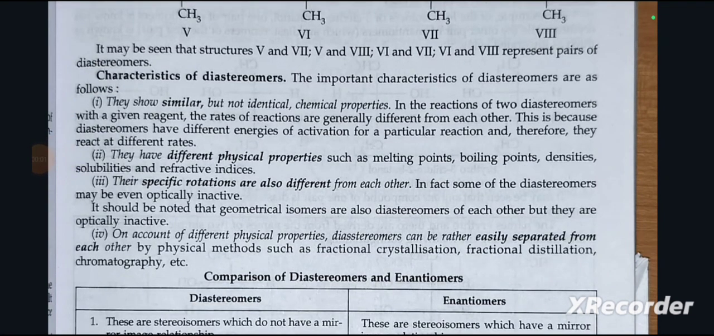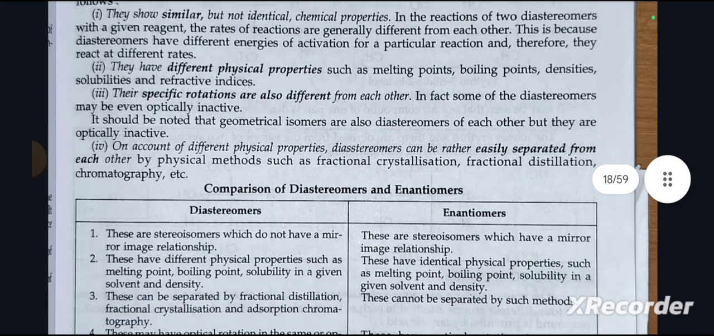Characteristics of diastereomers. The important characteristics of diastereomers are as follows. First, they show similar but not identical chemical properties. In the reactions of two diastereomers with a given reagent, the rates of reaction are generally different from each other. This is because diastereomers have different energies of activation for a particular reaction and therefore they react at different rates.